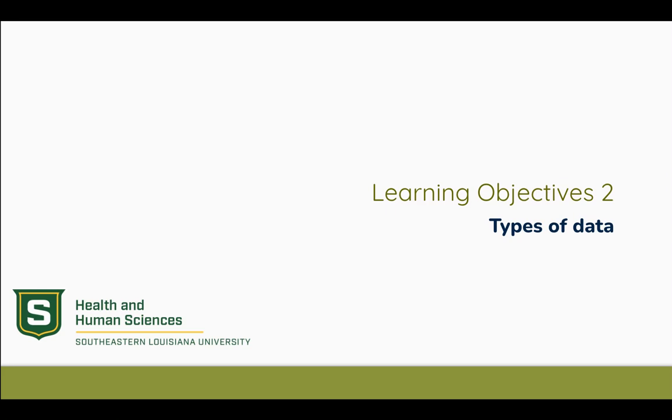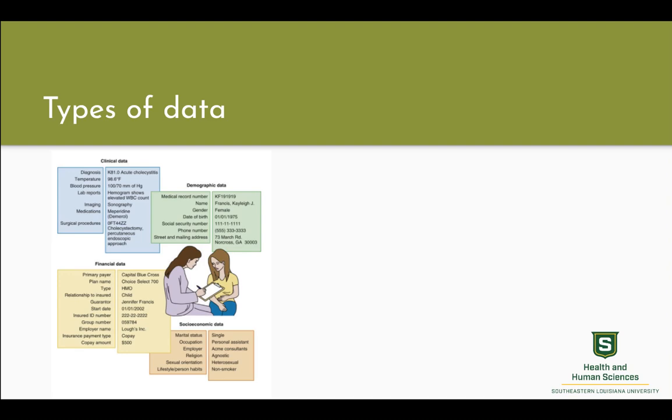So now we can go into the second objective. We're going to discuss the types of data. I hope this image is big enough so that you can understand. In this image, we see four different types of data: clinical data, demographic data, and financial or socioeconomic data. Depending on the purpose, it can help us in classifying where the data goes.